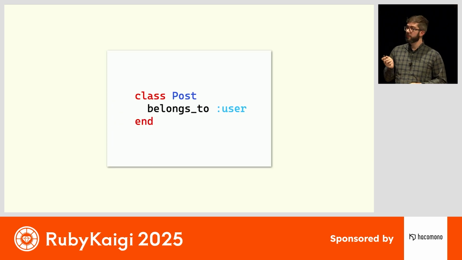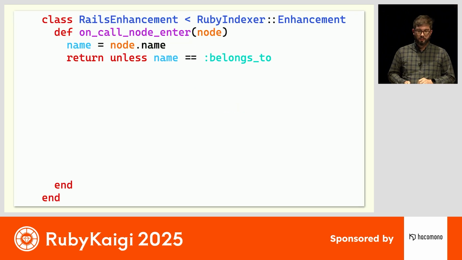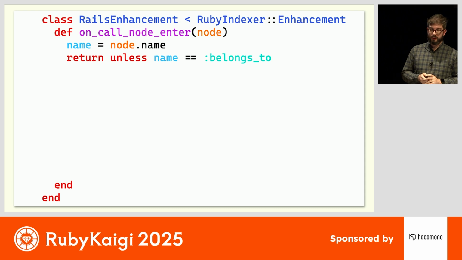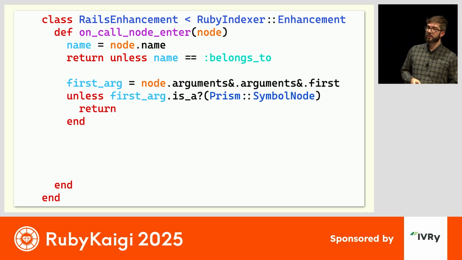So let's take a look at how we would handle the case of belongs to and inform the Ruby LSP of the methods that will be defined there. We can start by checking if the method that we just encountered during indexing is named belongs to, and if it's not, we are not interested in handling that method. We can then take the first argument, which is the entity that we are associating to, and here we need to check if the argument is actually there.